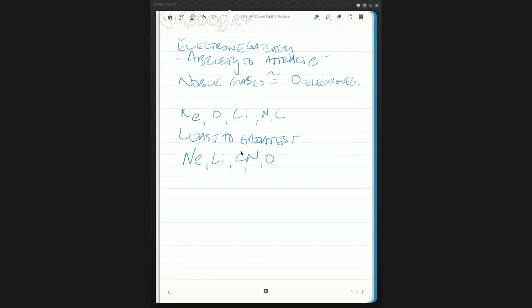And this one, again, if you're going to talk about this stuff, left to right across the table, you're going to have the same rationale talking about effective nuclear charge.